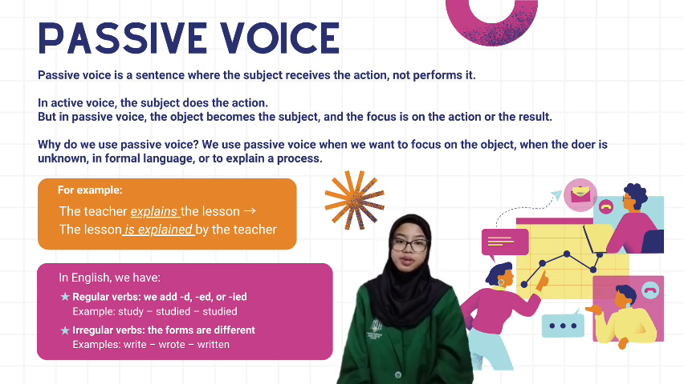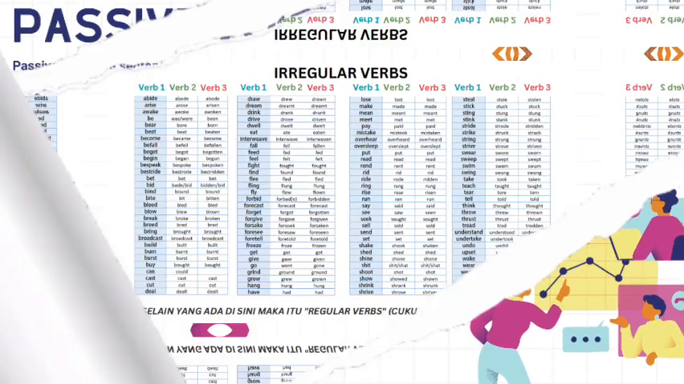2. Irregular verb. This verb changes differently. For example, write, wrote, written, do, did, done, and build, built, built, or speak, spoke, spoken. Because passive voice always uses verb 3, you need to know both regular and irregular verbs. I will share a list of irregular verbs so you can study them more easily.